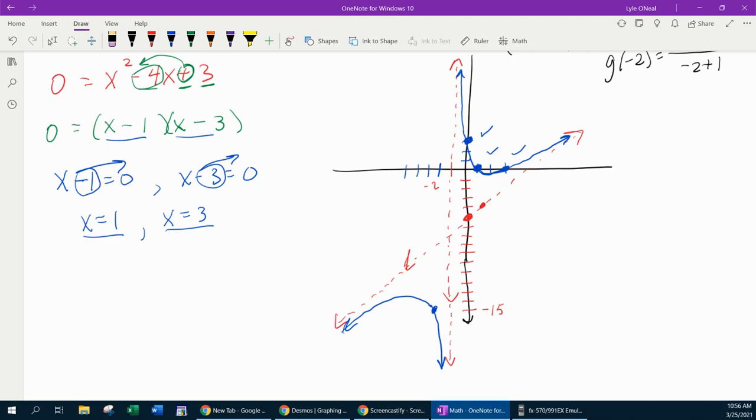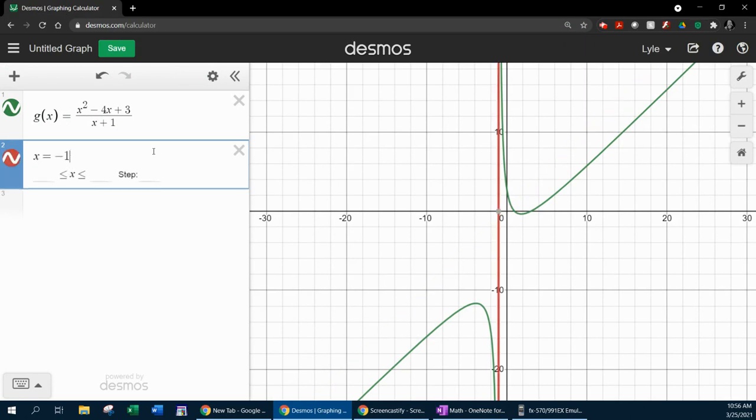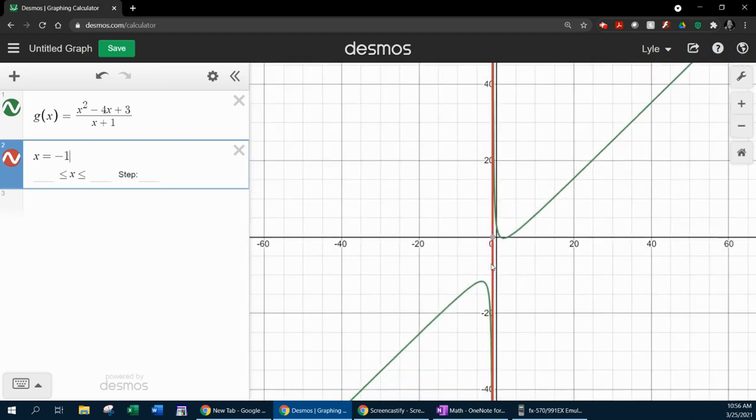What I'd like to do now is check with Desmos. So I already have the function pulled up in Desmos. The first thing we're going to check is the vertical asymptote, x equal -1. And if I scroll out a bit, you're going to see that that does fit nicely within the curve. The green graph approaching the vertical asymptote left and right.